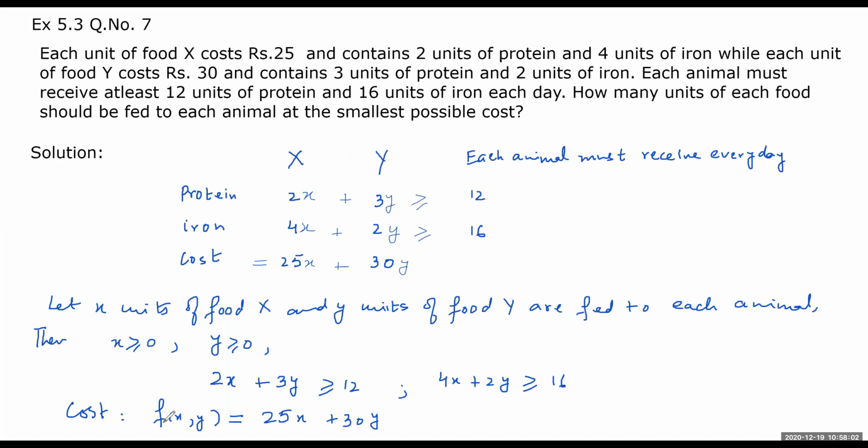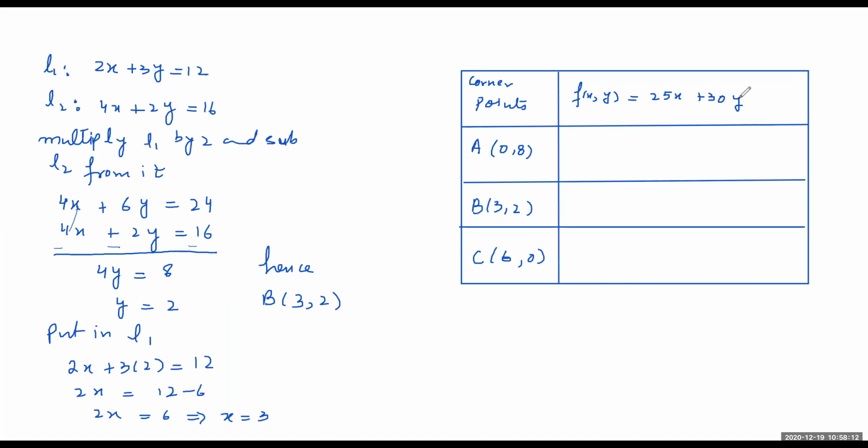The original problem was to minimize the cost 25x plus 30y. This is the cost function. We have to minimize it. So what we are going to do now is evaluate this cost function at all these corner points. First of all, you can see I have made a table. Now I'm going to put A, 0, 8 in it. As a result, I will get 25 into 0 plus 30 into 8. When you solve it, you get 0 plus 240. As a result, the answer is 240.